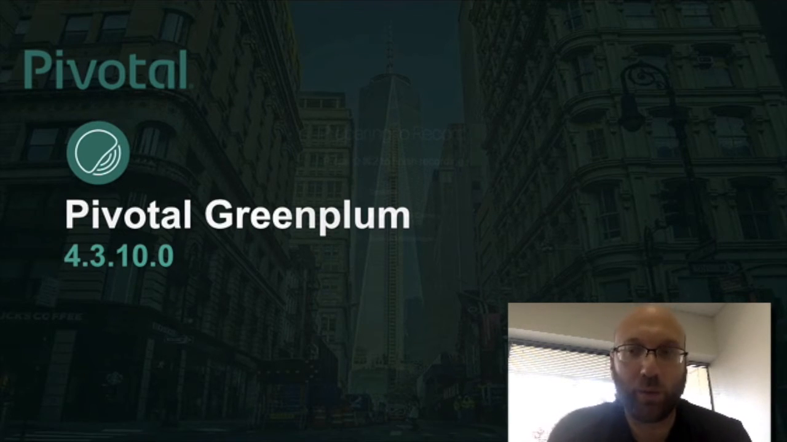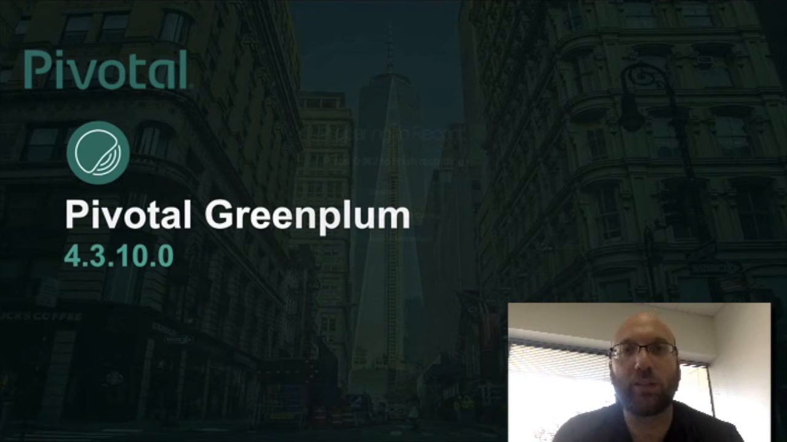And then as well in 4.3.10, we have about 8 plus improvements to the GPORCA optimizer, the query optimizer. The highlight would be improved performance of many table joins. So if you're putting together a join with 10 or 20 or 50 tables and you want it to go faster, well, it's now faster.